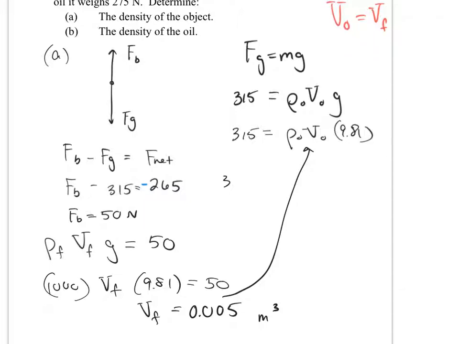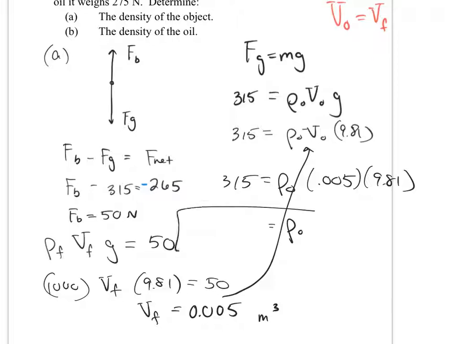So we've got 315 equals rho O times 0.005 times 9.81. And solve for rho O now. So take 315 and divide it by the product of these two numbers to give you rho O. Don't give me an answer yet, but just go ahead and calculate it. But don't give me the answer just yet.